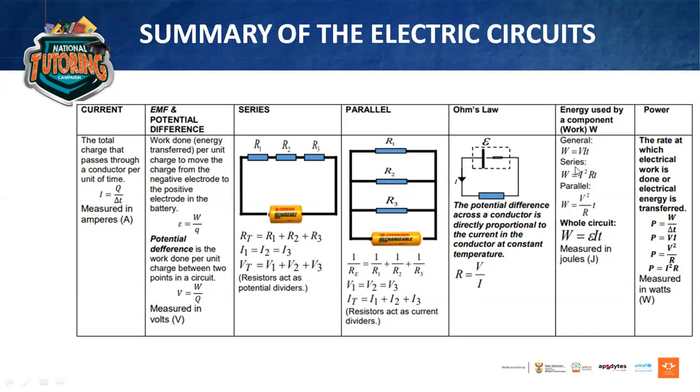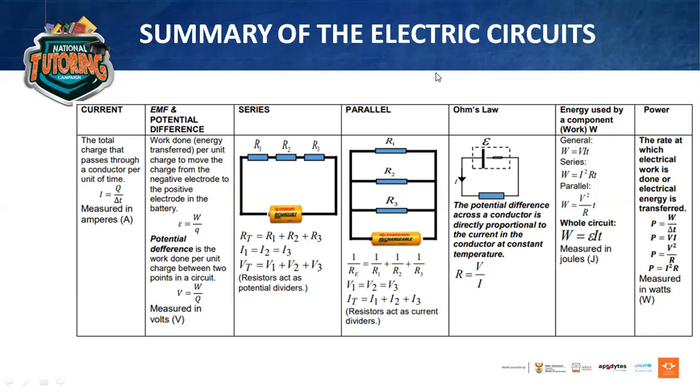Okay, and then for series, this is how you'll have your calculation. Your W will be equal to I squared R times T. But for parallel, work done is equal to V squared over R times T. Okay, so that's how the calculations for the energy used by the component are going to be done.